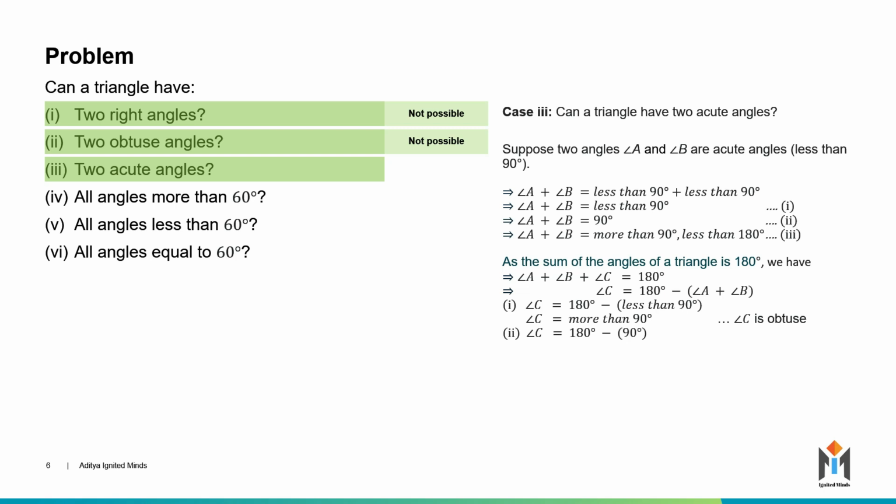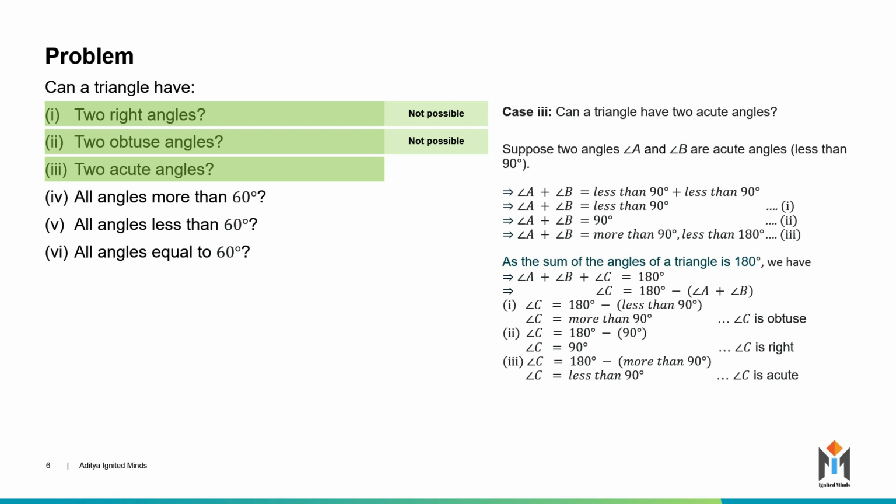Similarly, if you take subcase number 2, where the sum of angle A and angle B is 90 degrees, when you substitute that here, the value of angle C would be 90 degrees. So that means in this case, angle C is a right angle. And if you take the third subcase, where the sum of angle A and angle B is more than 90 degrees, the value that we get for angle C would be less than 90 degrees. Anything that is more than 90, if you subtract it from 180, obviously you get a value which is less than 90 degrees. So in this case, angle C is an acute angle.